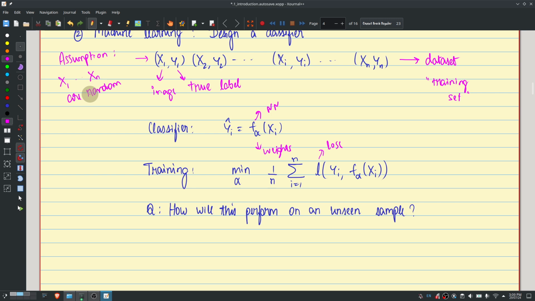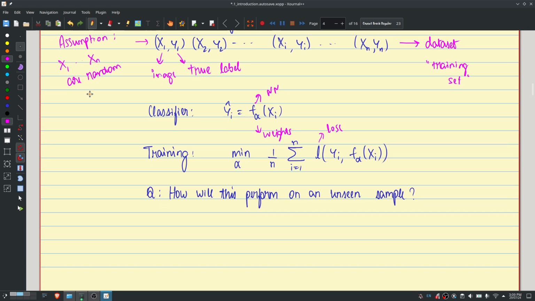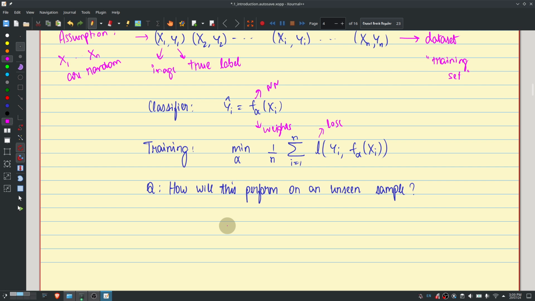Okay, so we'll assume that they're randomly drawn according to some distribution. We don't know what that distribution is, but still it's a good enough sample. And the assumption that we'll also make is that when we see a test sample, it's also drawn from the same distribution.